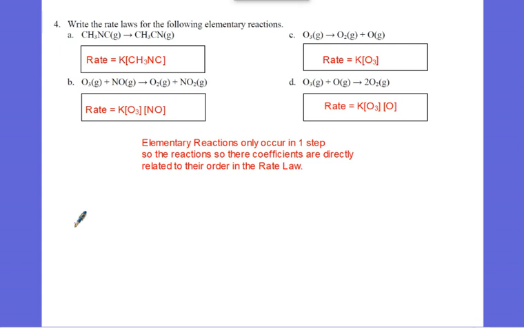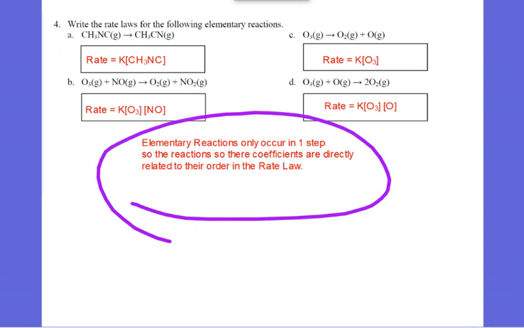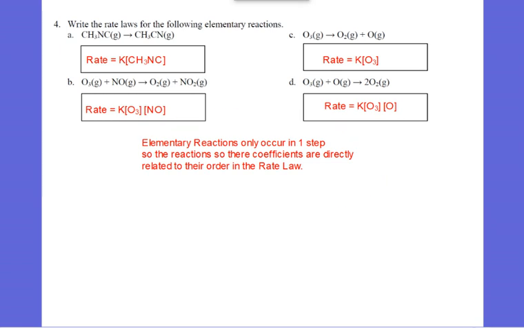And number 4, we're looking for the rate law for some elementary reactions. First of all, let's look right here where it says elementary reactions only occur in one step. That means, since those reactions only occur in one step, their coefficients are directly related to their order in the rate law. Whereas if it was a multi-step problem, the rate law could have a little more steps to it and be a little more confusing. But this is going to be pretty easy.